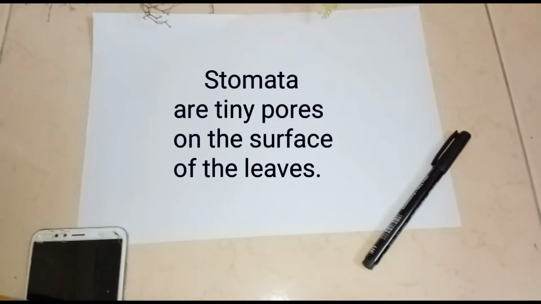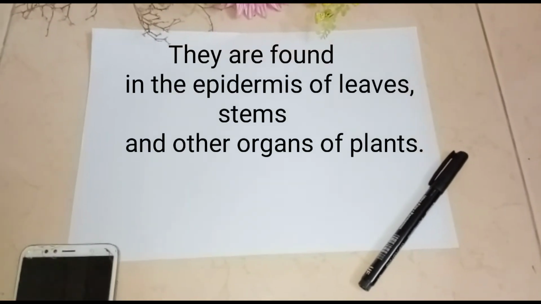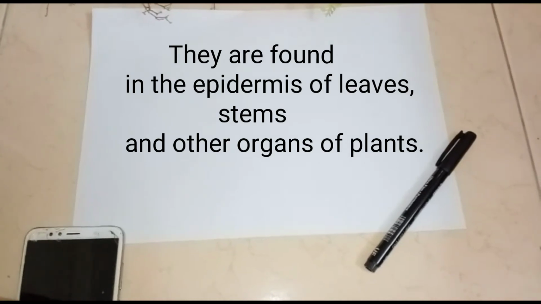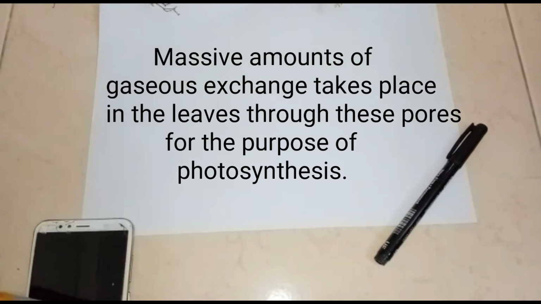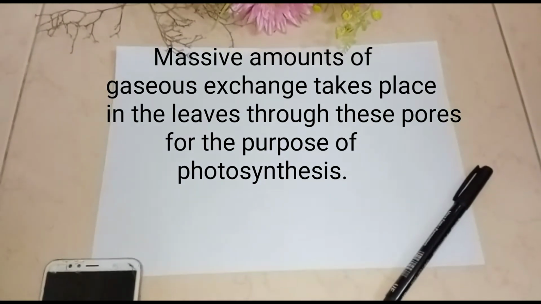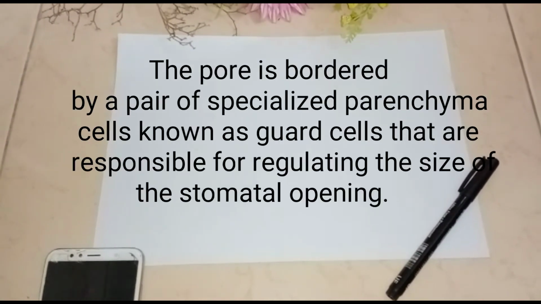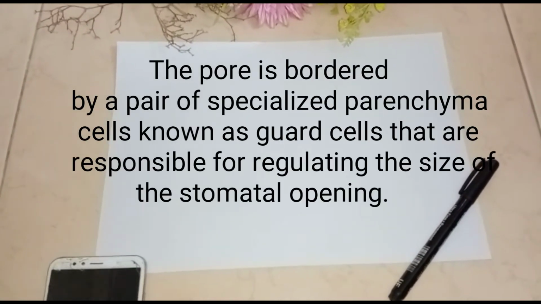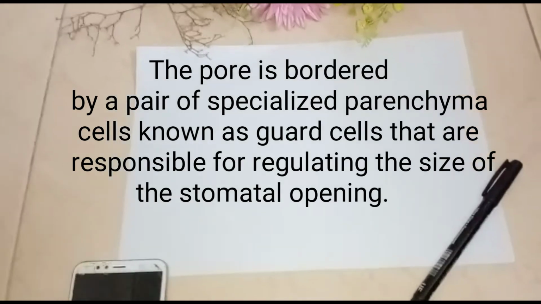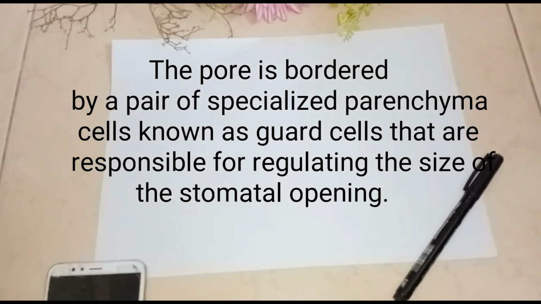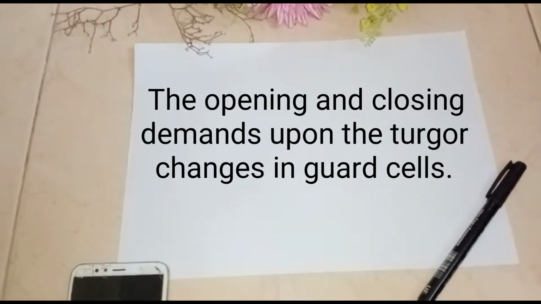So stomata are tiny pores on the surface of the leaves, and they are found in the epidermis of leaves, stems and other organs of plants. A massive amount of gas exchange takes place in the leaves through these pores for the purpose of photosynthesis, and the pore is bordered by a pair of specialized parenchyma cells known as guard cells. They are responsible for regulating the size of the stomatal opening. The opening and closing of the pore is a function of guard cells.